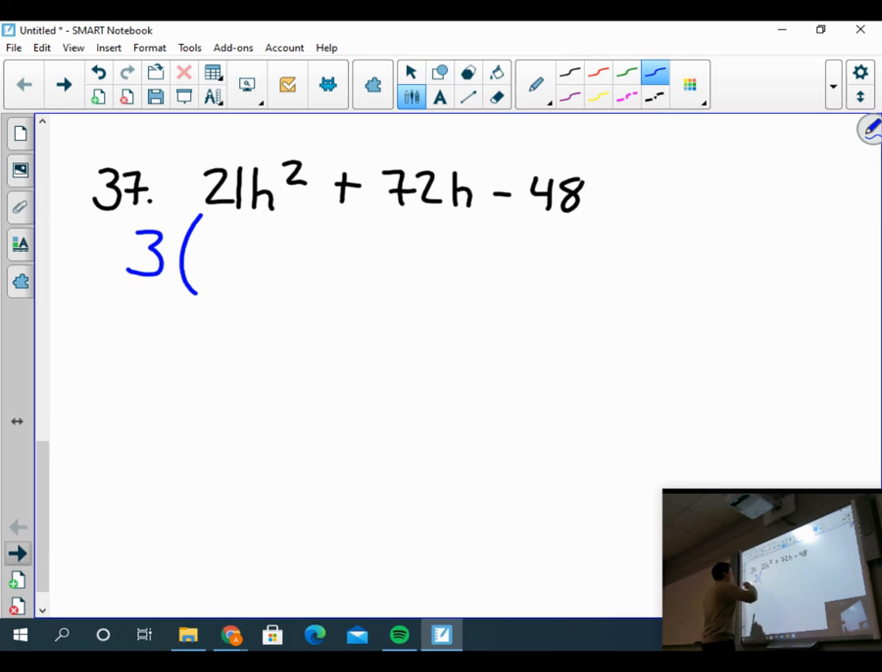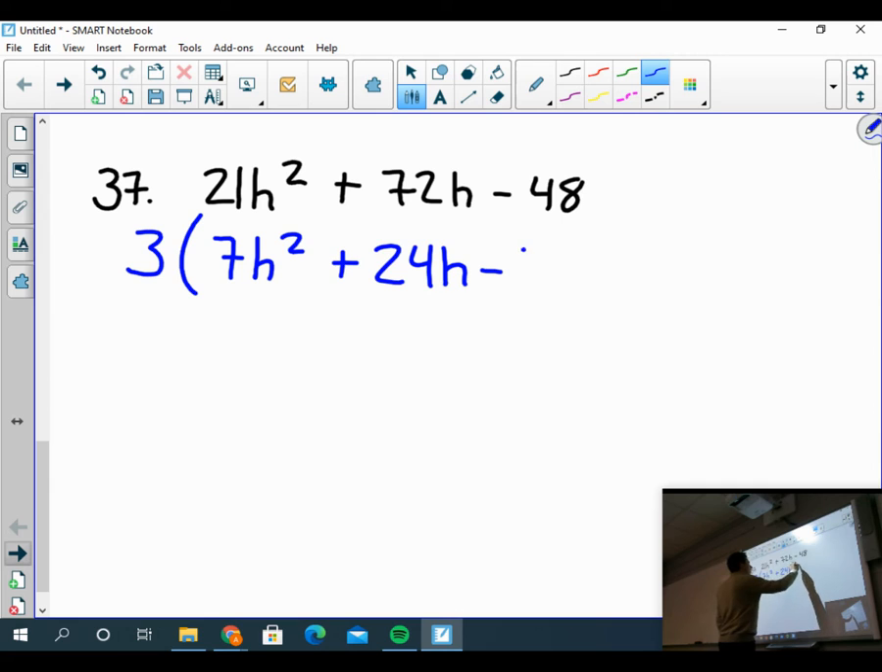So if I factor out a 3 from each term, that means I'm dividing each coefficient by 3. So I get 7h squared plus 24h minus 16. And again, to make sure I divided out the greatest common factor, 7, 24, and 16, there is no factor, except for 1, that divides by those numbers and gives us a whole number. So I factored out the greatest common factor.